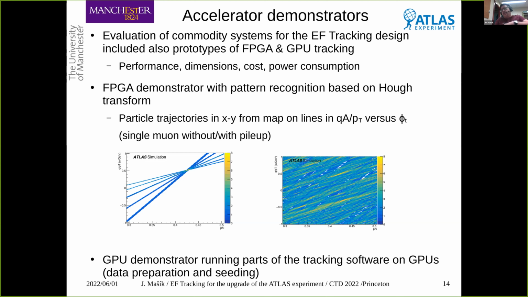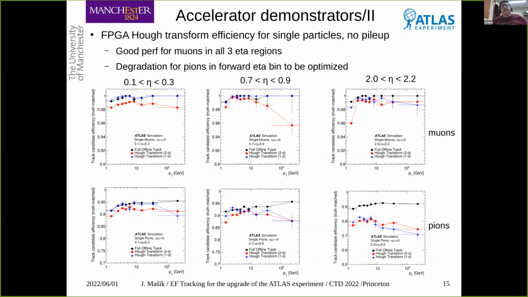The second demonstrator was on GPU, where parts of the reconstruction were running on GPU, data preparation and seeding. If we see what the performance of the FPGA Hough transform demonstrator was, you can see that it was very good for muons in all regions of eta, this is the top row. There was a degradation of performance for pions in the forward region, but this is something to be optimized further, and also improved implementation.